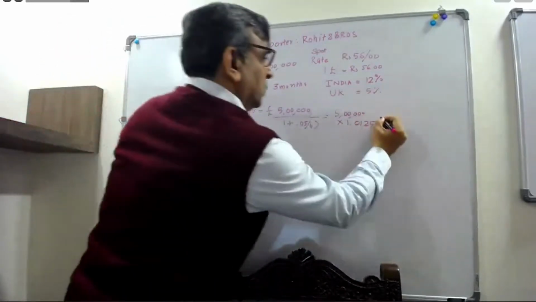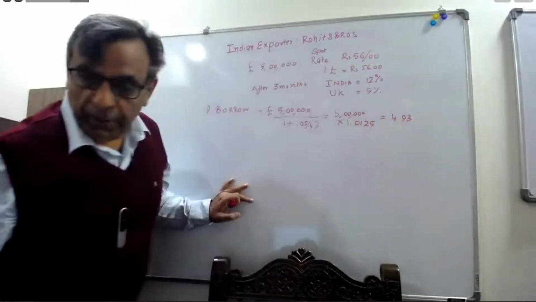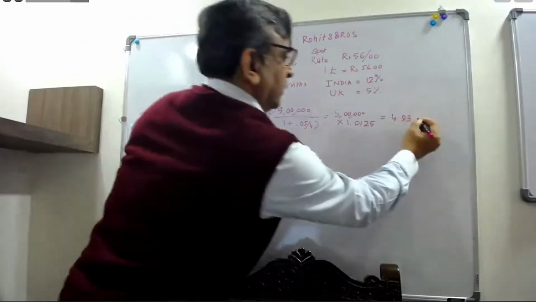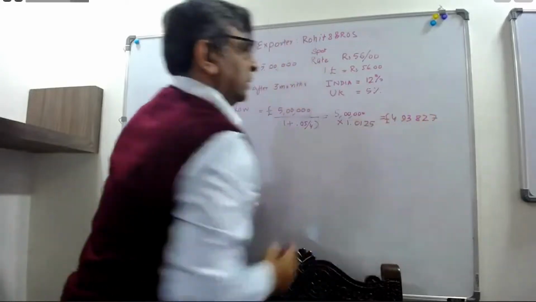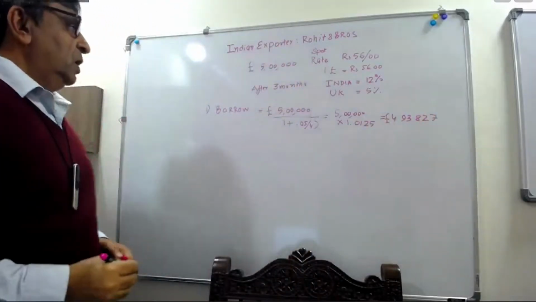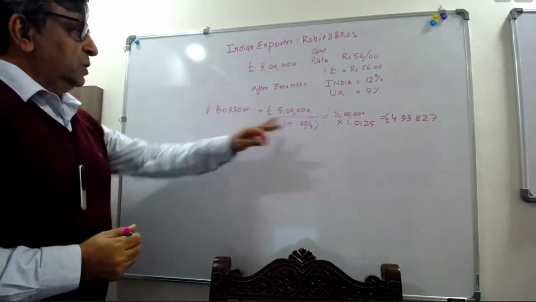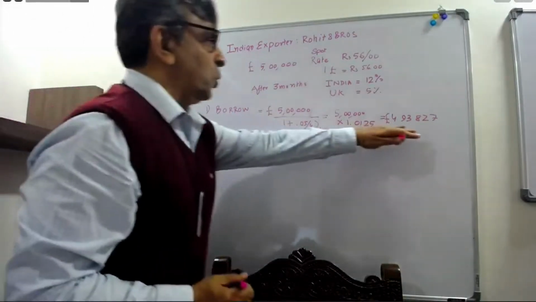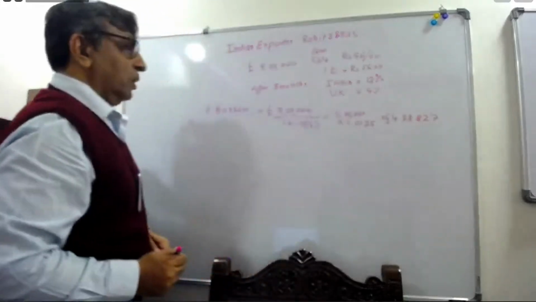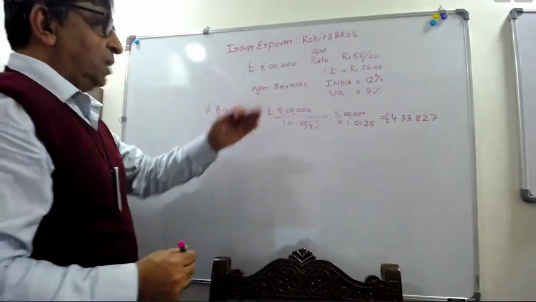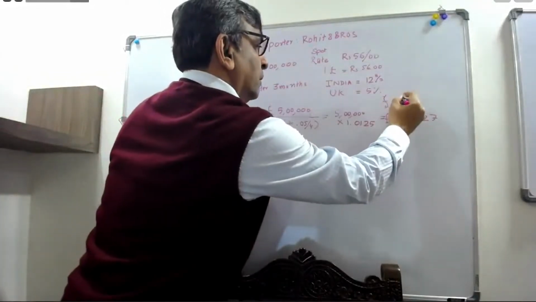which will be equal to 493,827. So this will be in pounds. So this much pounds he needs to borrow. Okay, fine. So what he has borrowed there, he's going to borrow this much money. Then this money will actually grow to 5 lakh pounds.